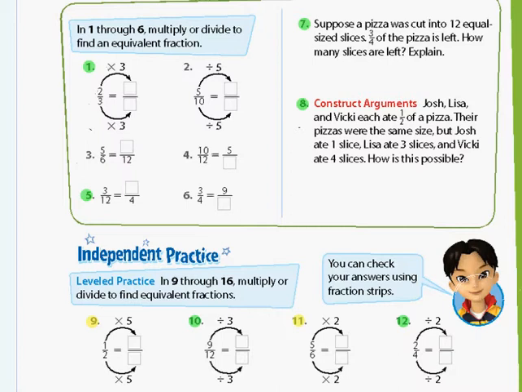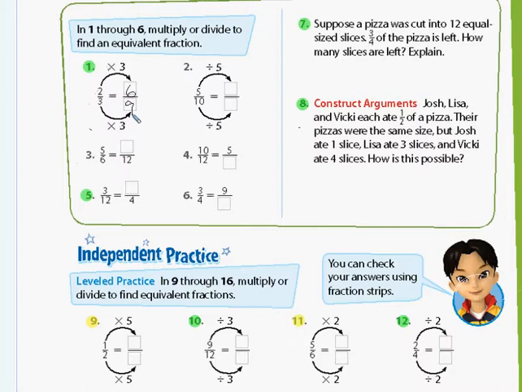Problem number 1, what they're doing is they're multiplying the numerator and the denominator by 3. So 2 times 3 is 6, and 3 times 3 is 9. So that's saying that 2/3 is equivalent to 6/9.